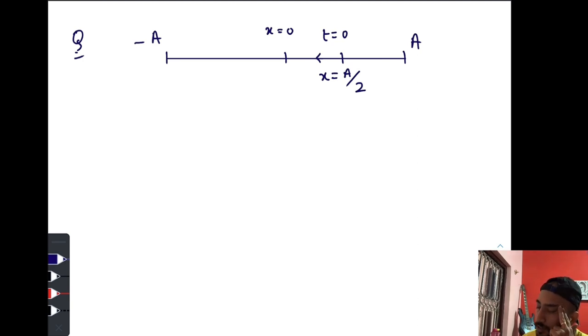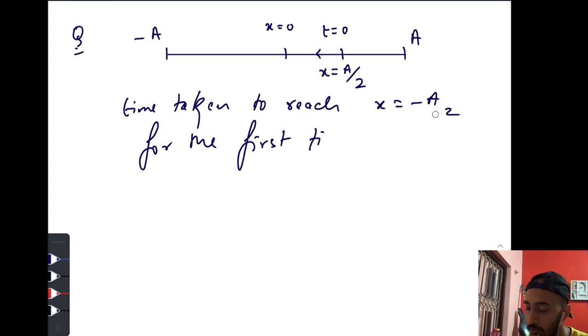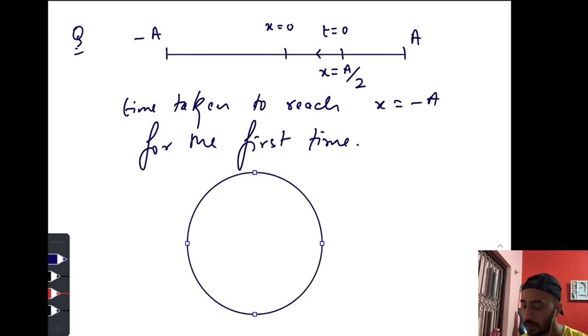Now the question is the time taken to reach x equals minus a by 2 for the first time. Sorry, not minus a by 2, let us put it as minus a for the first time. That means the particle starts, or our stopwatch starts, from this position or this phase, and we need the time taken by the particle to reach from this instant to this instant. So let us draw the phasor diagram quickly.